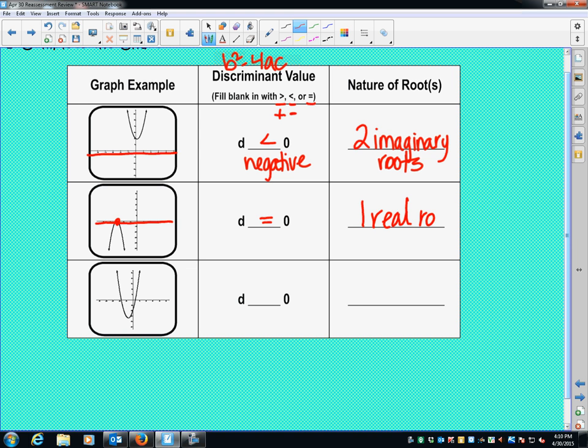Remember, it is a real root because it actually touches our x-axis, and on the x-axis, real numbers exist. Okay, and on our last parabola, this function touches the x-axis two times. So we have two real roots, and that means our discriminant value is going to be positive. So it can be any number that is positive, and therefore it will be greater than 0.